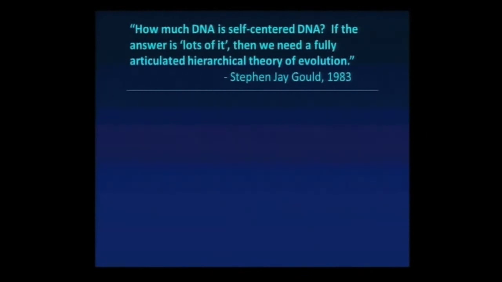So Gould was always interested in relative frequency of things. Something might be an important idea, but does it really happen very often in nature? He was always interested in those kinds of questions. And thinking about selfish DNA, he went the same way here. So he said, how much DNA is self-centered DNA? If the answer is lots of it, then we need a fully articulated hierarchical theory of evolution. He also said if not very much is, then who cares? Neat idea, doesn't really matter.